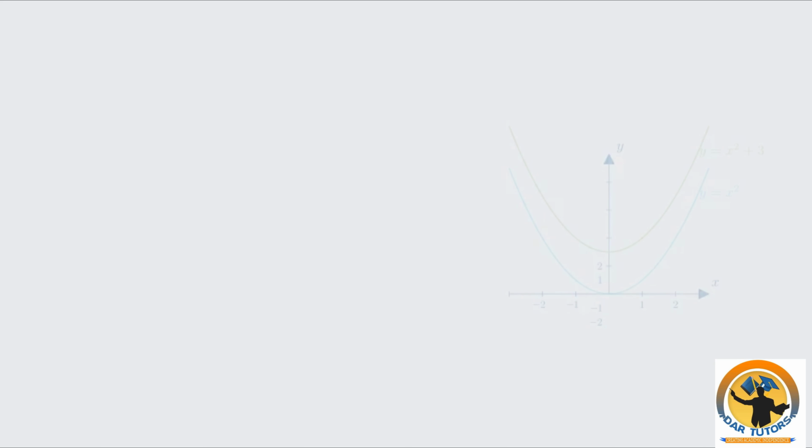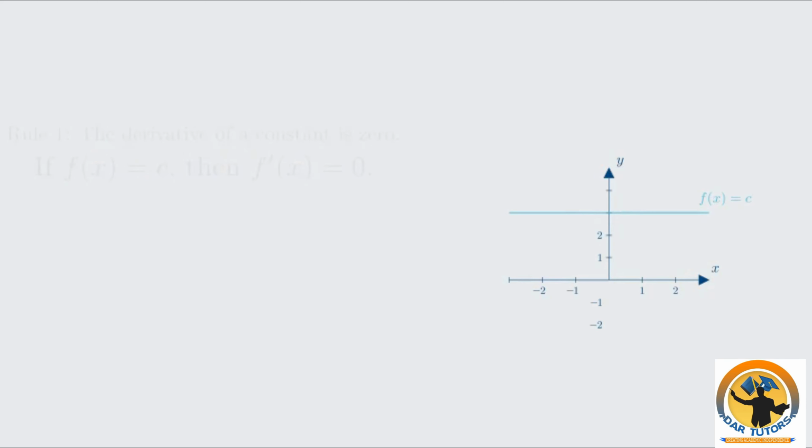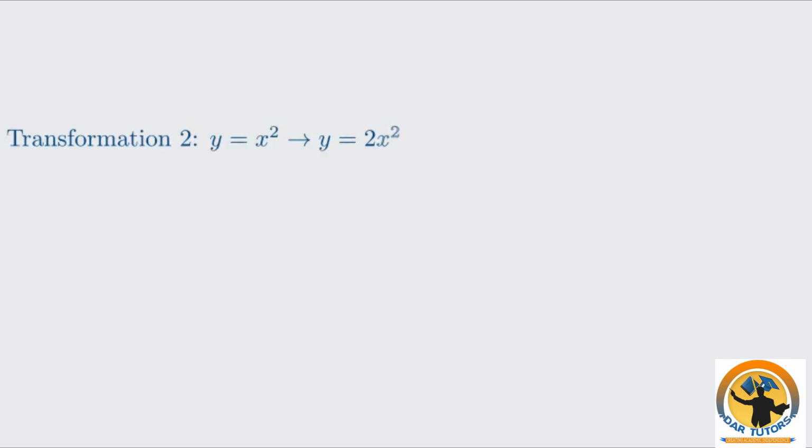This leads to our first rule. The derivative of a constant is 0. If f of x equals c, where c is any constant, then its derivative, f prime of x, is 0. This makes sense, as the graph of a constant function is a horizontal line, which has a gradient of 0 everywhere.